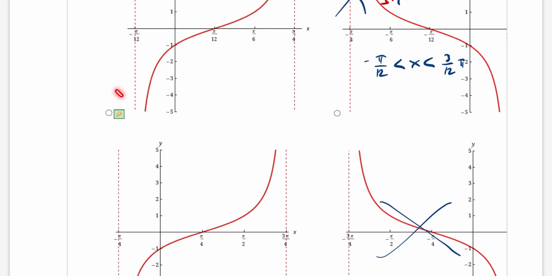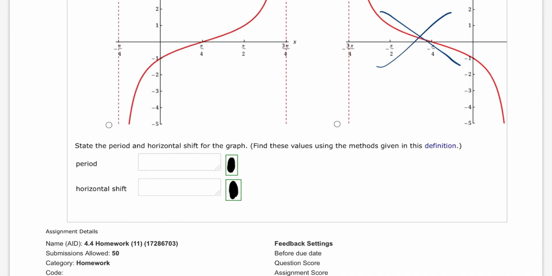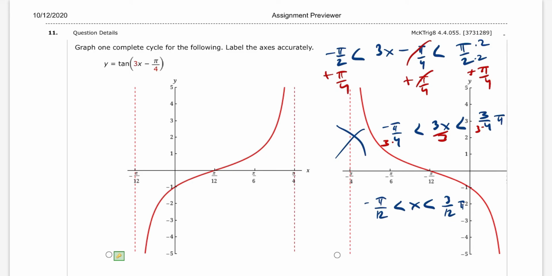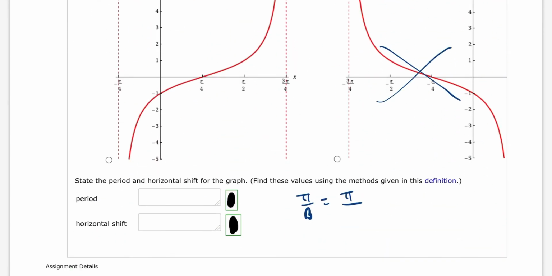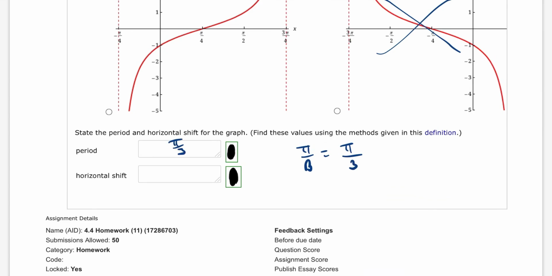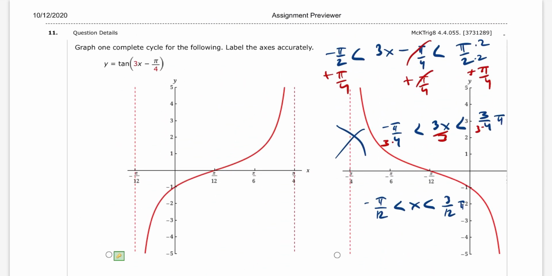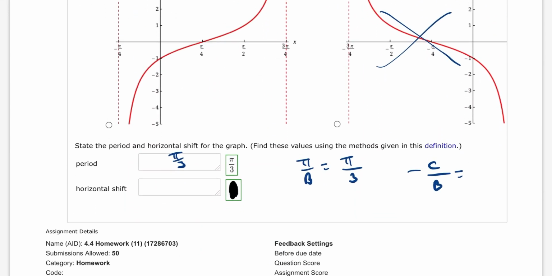All right, and the period for this would be pi over b, not 2 pi over b. So pi over b is the period, which would be, in this case, pi over 3. So that would be our period. And the horizontal shift is given by negative c over b, which in this case, negative c is, okay, negative pi over 4, double negative there. Negative of negative pi over 4 divided by b, which is 3. So double negative becomes positive. That's going to be pi over 12. And that does it for this section.